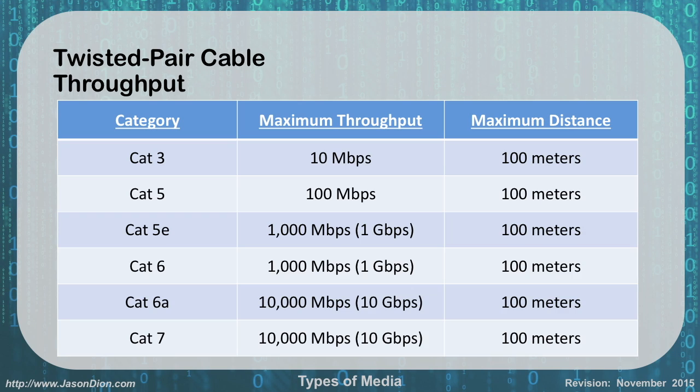But yeah, and the other thing on this slide is the maximum distance, if you notice, for all of them is 100 meters. So if you're dealing with copper cables, it's 100 meters. That is a hard limit. You cannot go past 100 meters without hitting an active device like a router, a switch, or an active repeater.